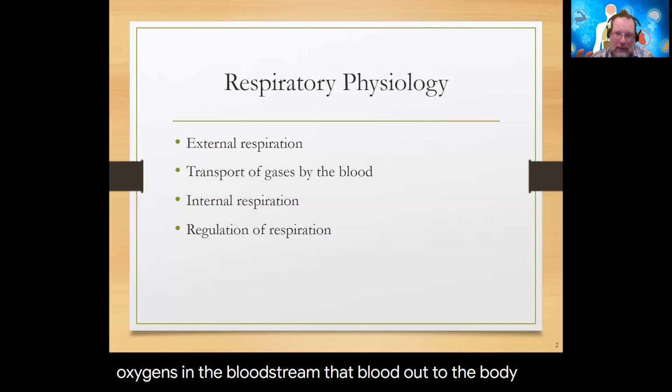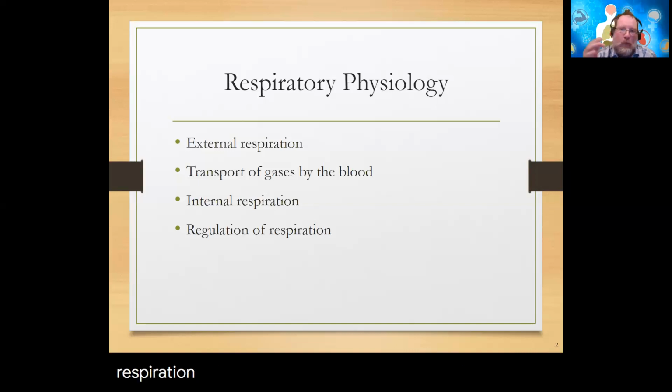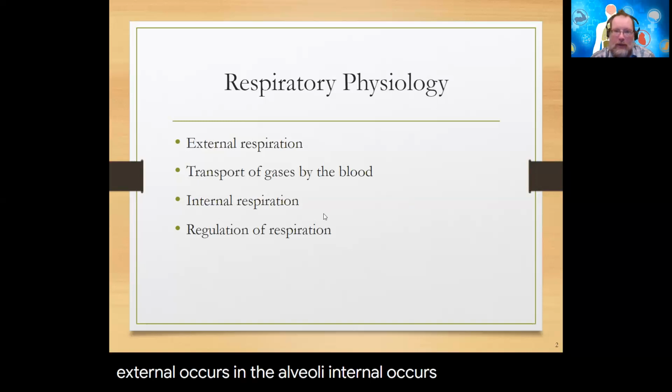When we get to the capillary networks of the body systems, we're going to see oxygen getting dropped off, carbon dioxide getting picked up. That is what we call internal respiration. So we've done nothing but transportation with external respiration and internal respiration. We're just bringing in oxygen, transporting it ultimately to the cells. So external occurs in the alveoli, internal occurs in the capillary networks of the body tissues throughout the body.